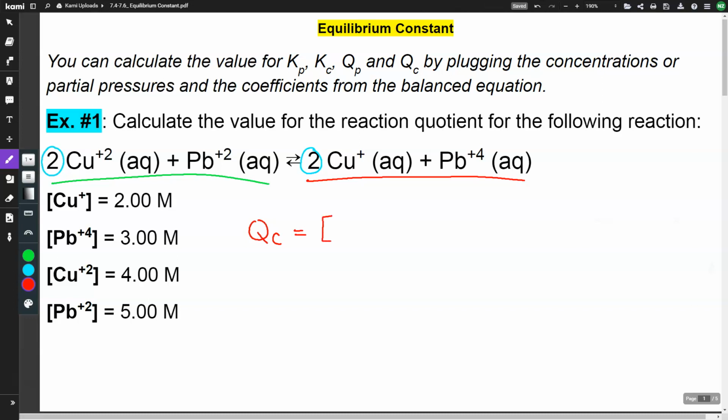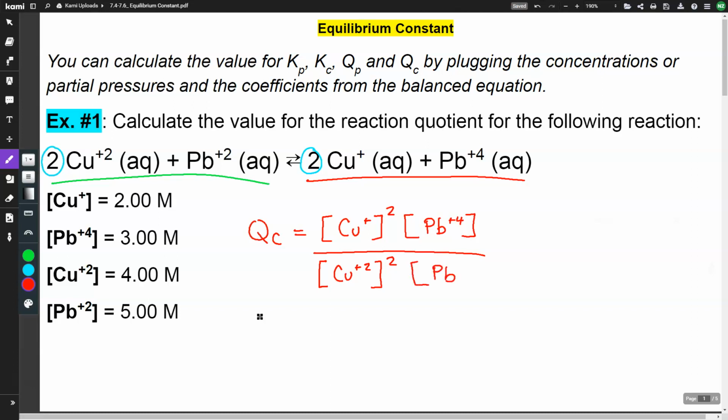So we're going to have our copper. And because there's a coefficient of 2, it's going to be raised to the power of 2. We have lead. No coefficient, so we'll just leave it like that. And then in our denominator, reactants, we have copper plus 2. And it's also raised to a power of 2 because of the coefficient of 2. And then we have lead with a charge of plus 2.